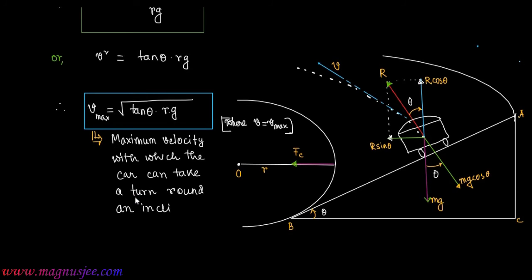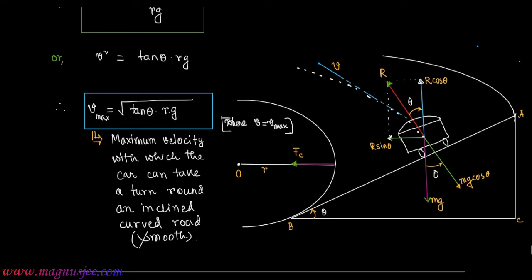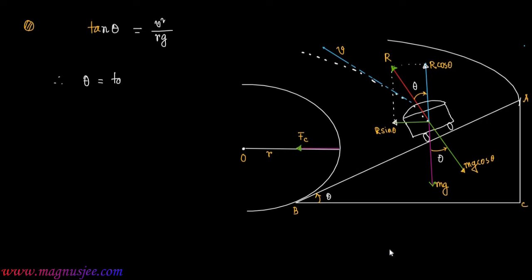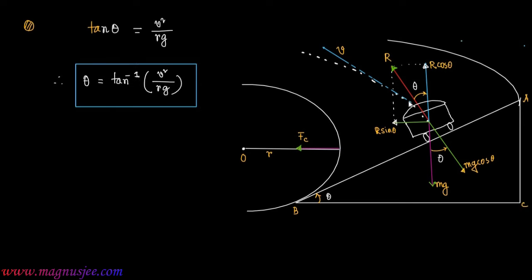Maximum velocity with which the car can take a turn around the inclined curved road, and this inclined curved road should be smooth. That means no frictional force acts between the wheels of the car and the road. Here tan theta is equal to v square divided by rg, therefore theta is equal to tan inverse v square divided by rg, where r is the radius of the circular orbit.